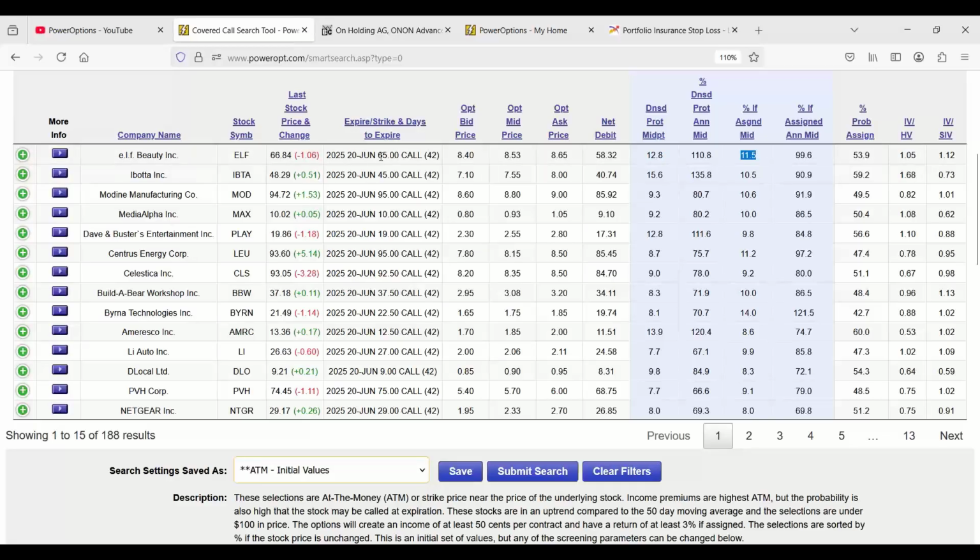Percent if assigned, stock stays above 65. We make 11.5% in 42 days. Look at June expiration. This is the monthly, and ATM initial values is looking at monthly expirations. We have weekly searches there as well. 53.9% probability assigned, IV over HV, and other criteria.